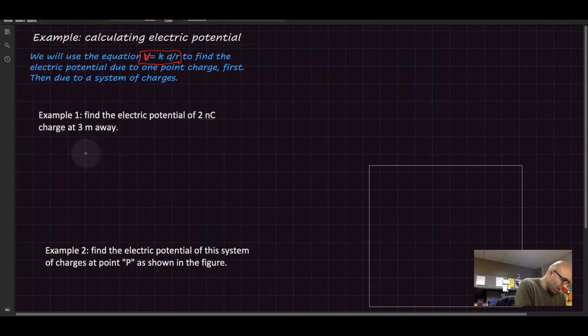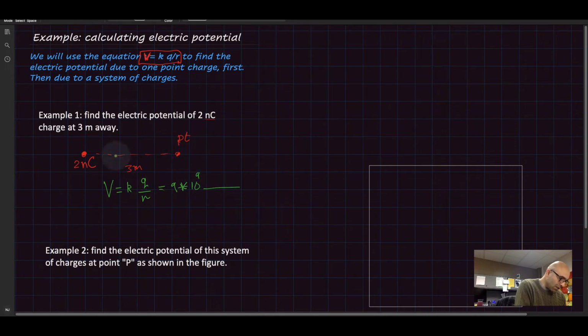Find the electric potential of a 2 nanocoulomb charge at 3 meters away. So let's say we have a 2 nanocoulomb charge here, and we need to find the electric potential of that charge at a point that is 3 meters away. So this is the point. And the way we do that is we use this equation: V is equal to KQ divided by R. And K is known to be 9 times 10 to the power 9 for free space.